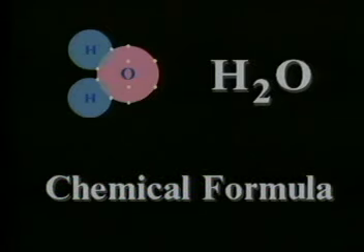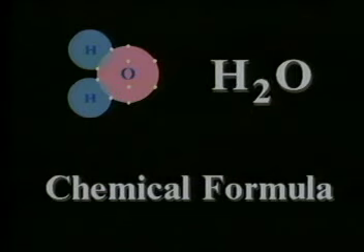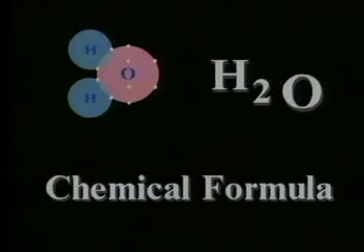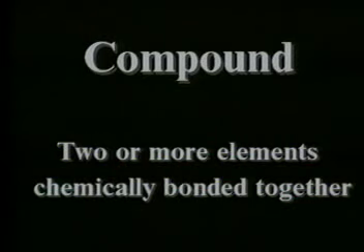This formula shows that each molecule of water contains 2 hydrogen atoms, represented by H2, and 1 oxygen atom, represented by an O. Water is an example of a very simple chemical compound. A compound is 2 or more elements chemically bonded together.